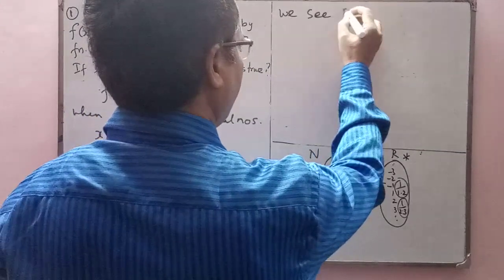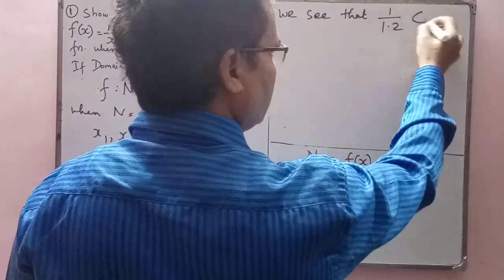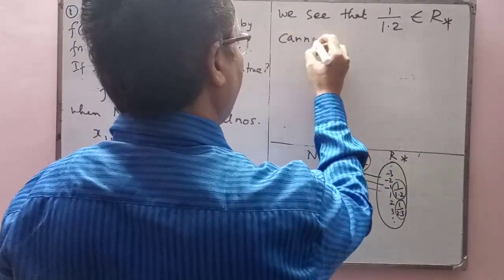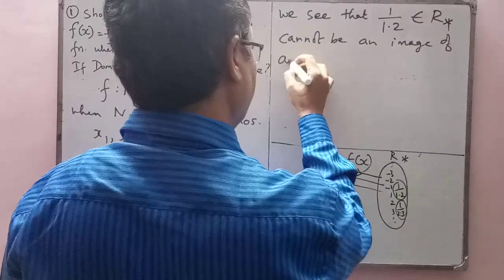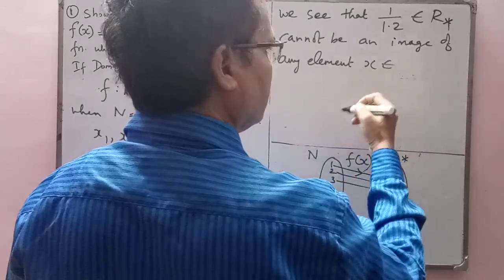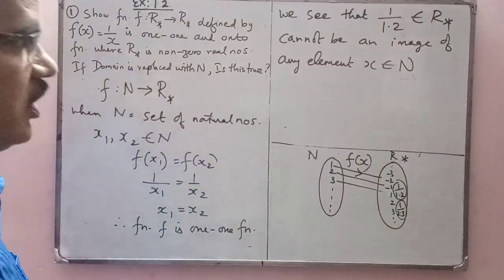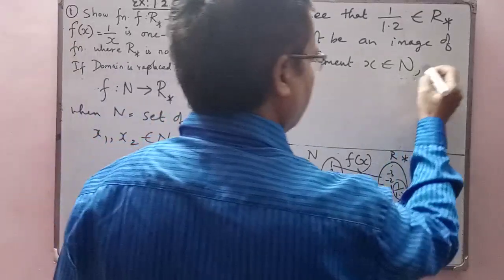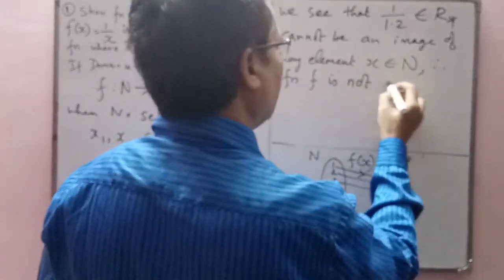We see that 1 by 1.2, which belongs to the codomain, cannot be an image of any element x belonging to N. Therefore, the function f is not onto.